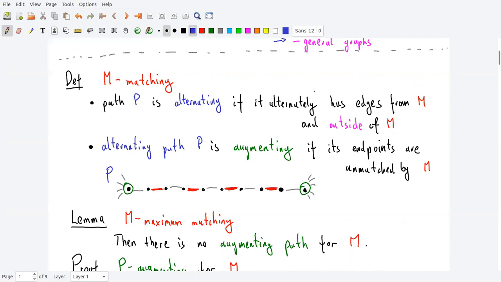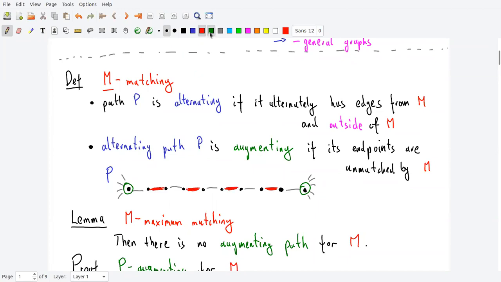Good. So the most basic tool that one uses when talking about matchings and how matchings behave in graphs is alternating paths and augmenting paths. If I've got a matching M in a graph, a path P is alternating if it alternately uses edges from the matching and outside of the matching. So for instance, here is an alternating path, and it starts with an edge that doesn't lie in the matching, then it uses an edge from the matching, then an edge outside of the matching, an edge from the matching, and so on.